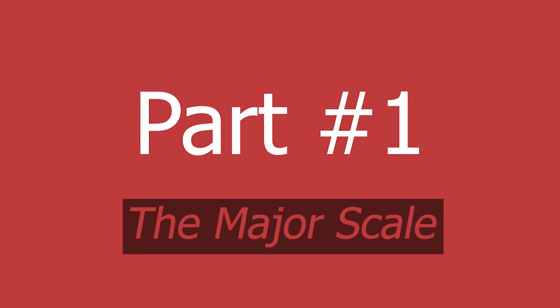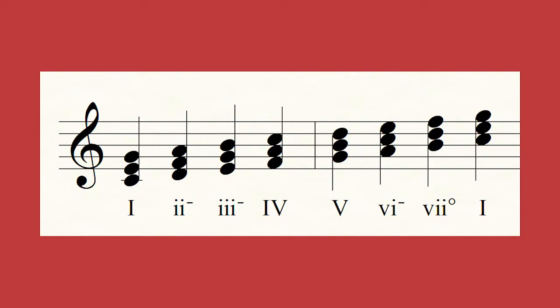So we're talking about modal interchange, mode mixture, borrowed chords. All it is, you're playing a song in a major scale and you borrow a chord from a parallel mode. How do we go about learning this? Well, one thing we can do is spell out our major scale in Roman numerals to get us started. So we have a 1 chord, a 2 minor chord, 3 minor chord, 4 major, 5 major, 6 minor, 7 diminished, and then 1.